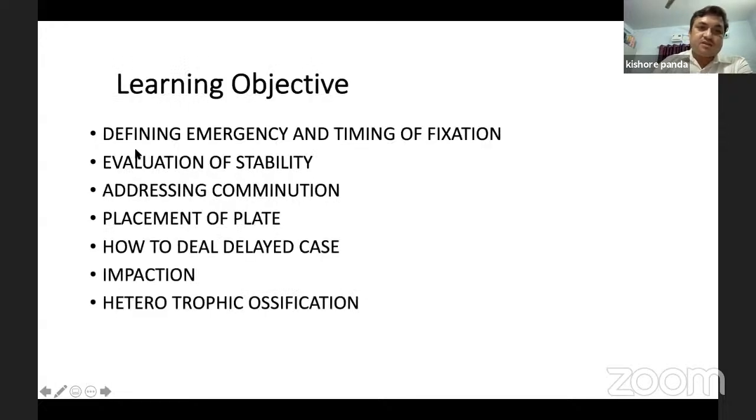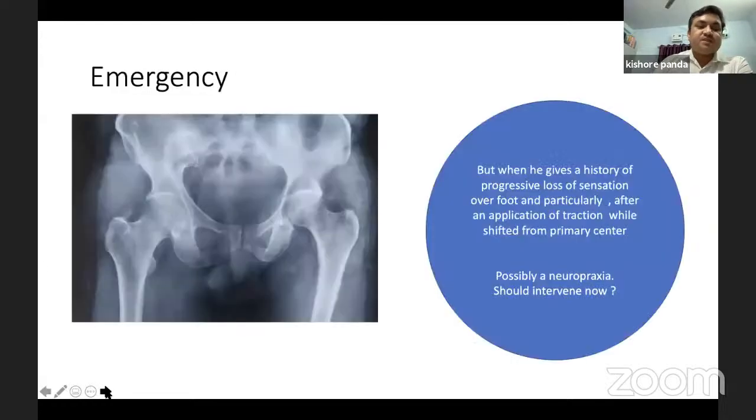So my learning objectives in this talk are defining an emergency in the posterior fracture and timing of fixation, evaluation of stability, addressing comminution and placement of plate, how to deal with delayed cases and impaction injury, and lastly, heterotopic ossification. So this is a classical posterior fracture.